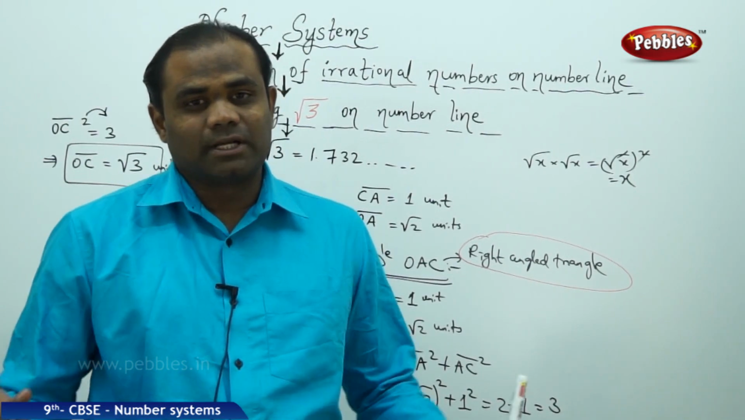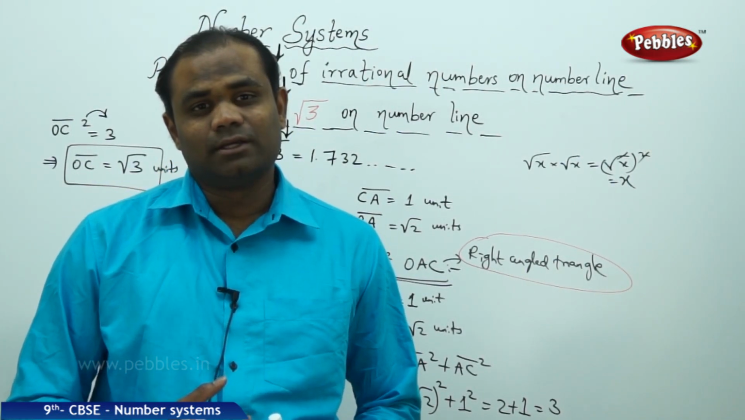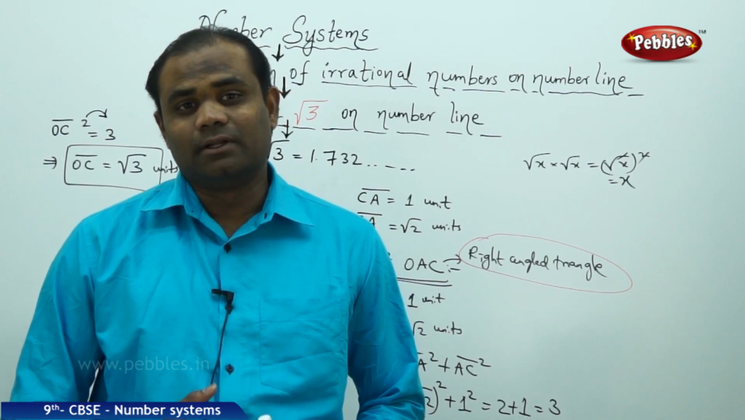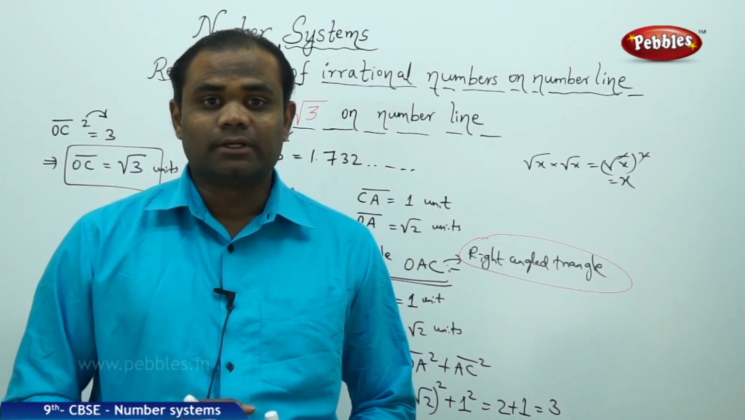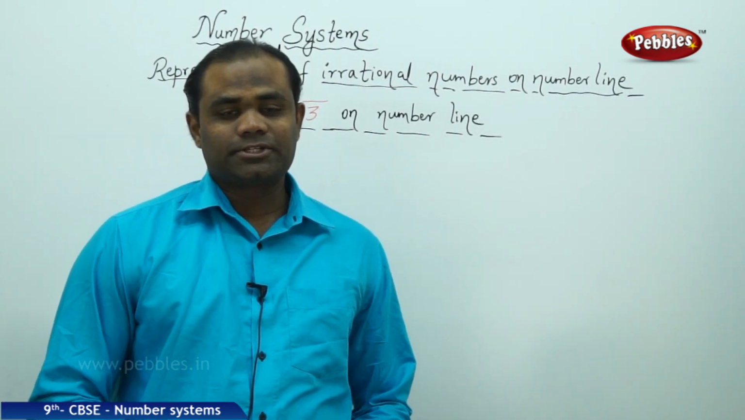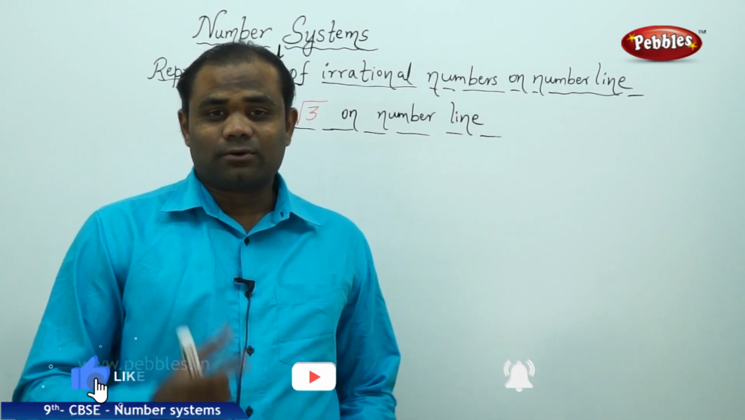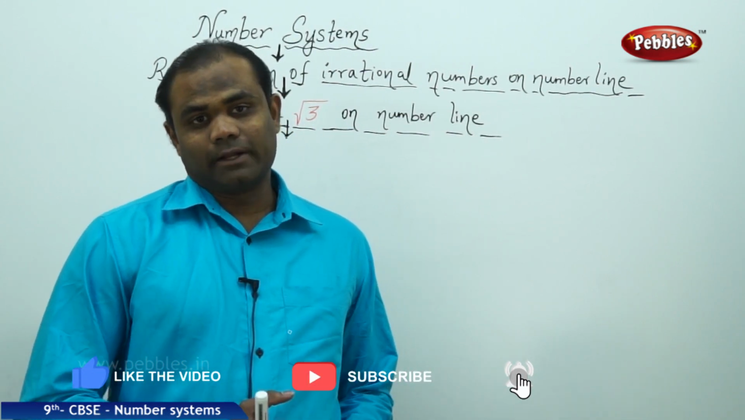This is how we understand the geometrical construction of root 3 on the number line, using the right angle triangle and, most importantly, the Pythagoras theorem. Now let's take the real number line and construct, or locate, root 3 on that real number line.